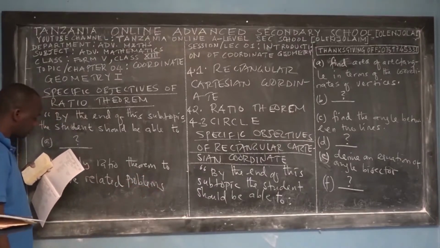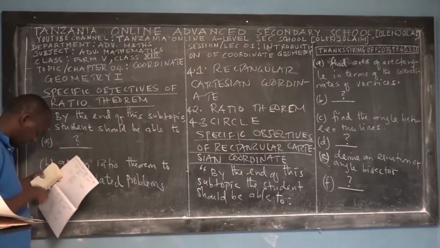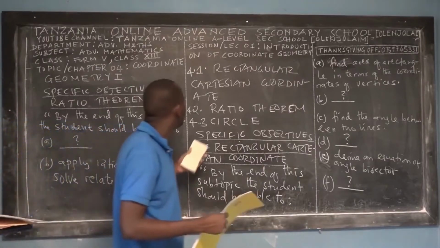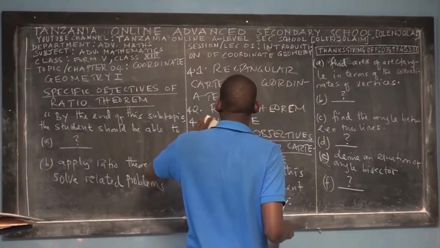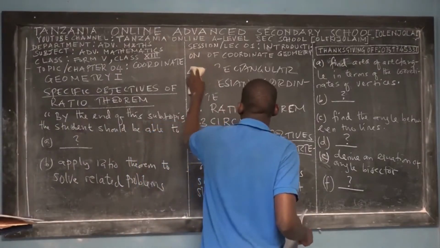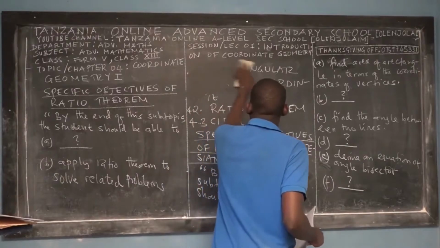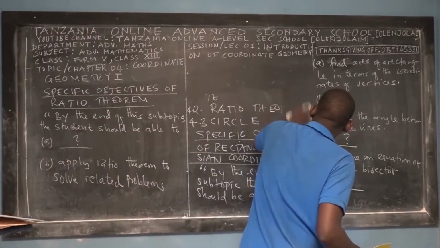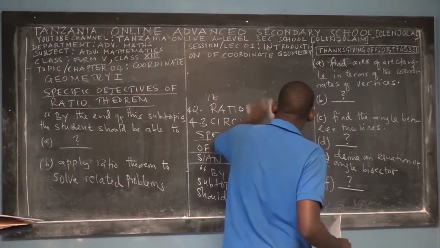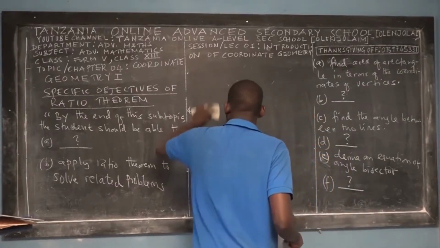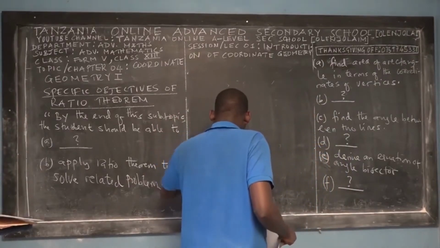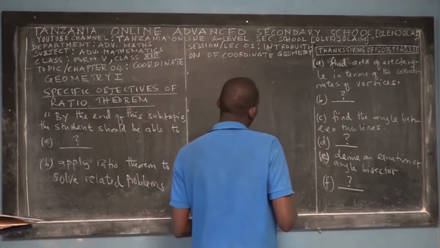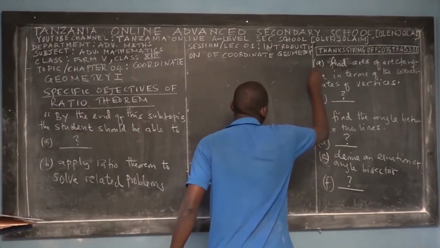the ratio theorem to solve related problems. So a student should be able to apply the ratio theorem to solve related problems. That is the second specific objective. There are only 2 specific objectives that the students have to achieve at the end of learning the concepts of the ratio theorem.